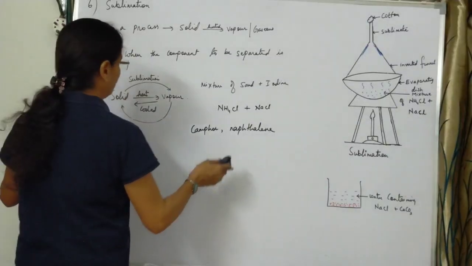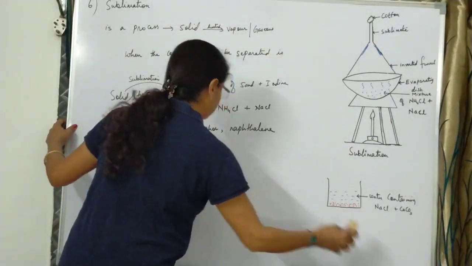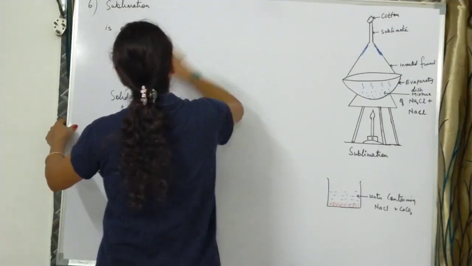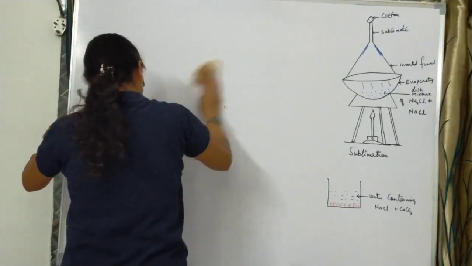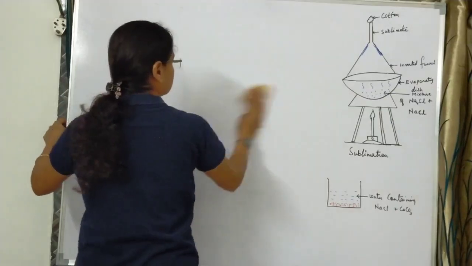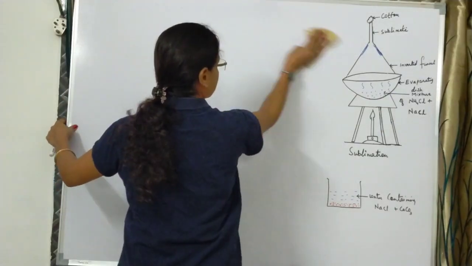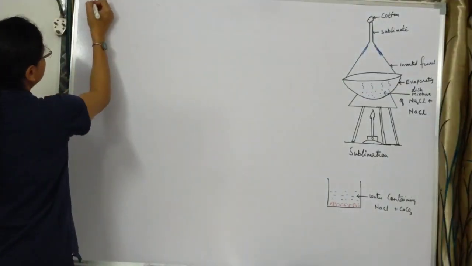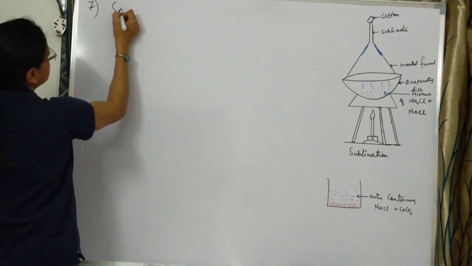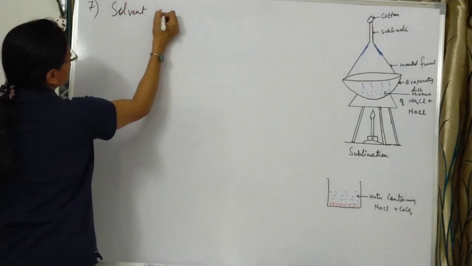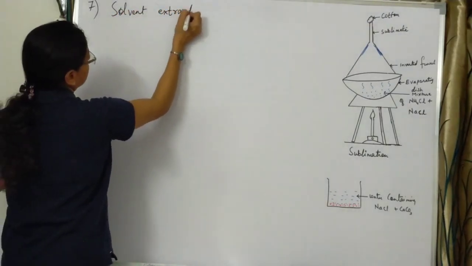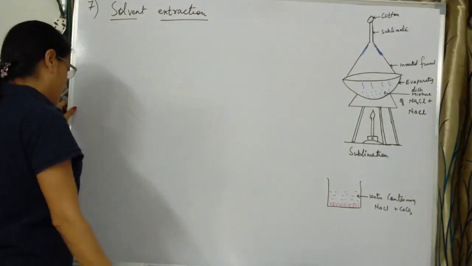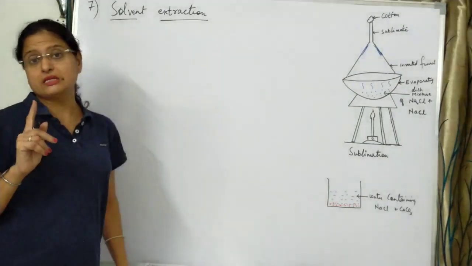So let me rub off the board first. So the next method, that is our seventh method of separation, is solvent extraction. Alright, so this method is employed.